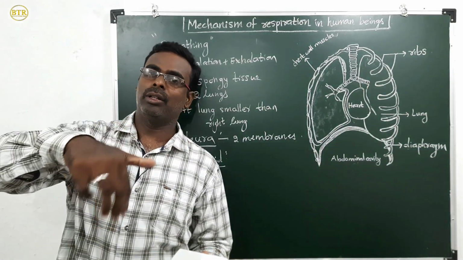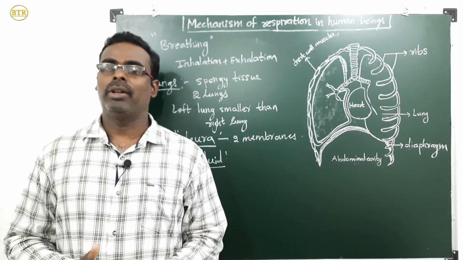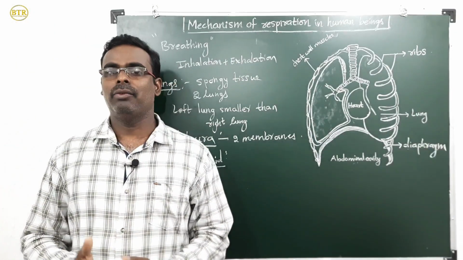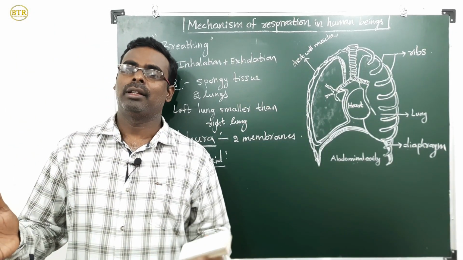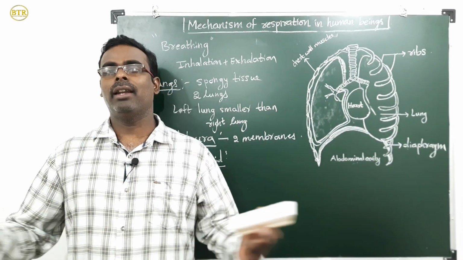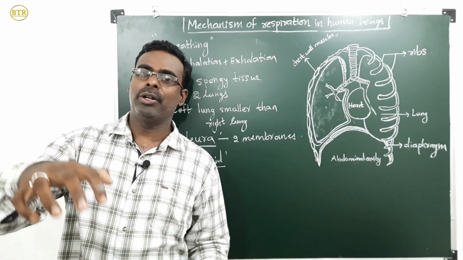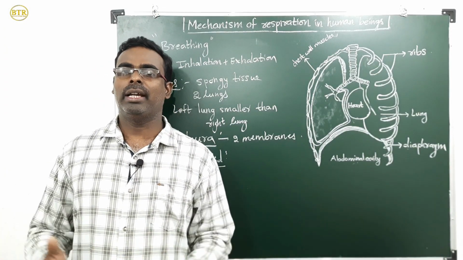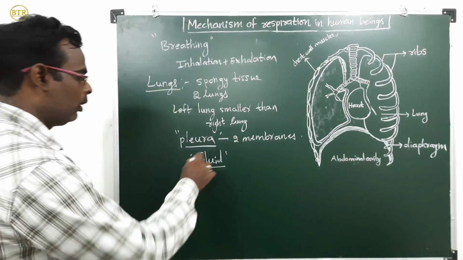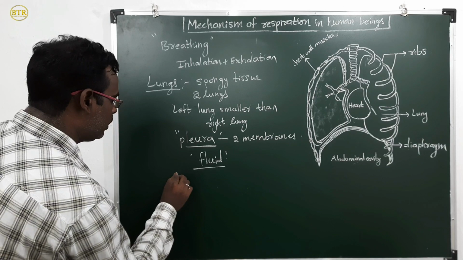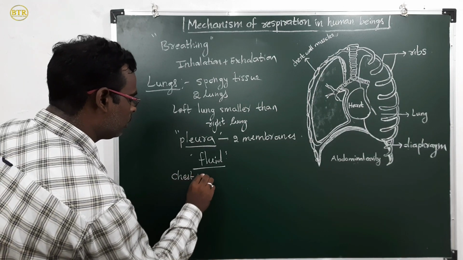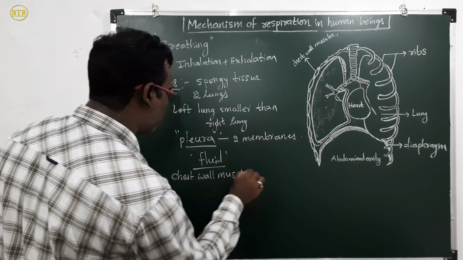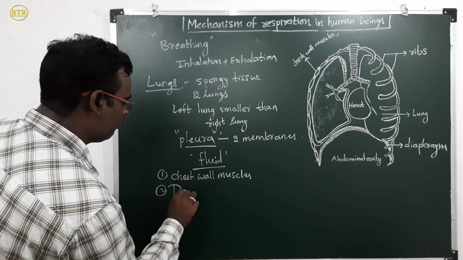When air enters the lungs, lung size increases. When air goes out of the lungs, lung size decreases. But here we have to observe one thing: lungs themselves cannot increase and decrease their sizes. Some structures help the lungs to increase and decrease their sizes. What are the structures helping the lungs? Here two structures are there. What are they? Chest wall muscles, and second one, the diaphragm.